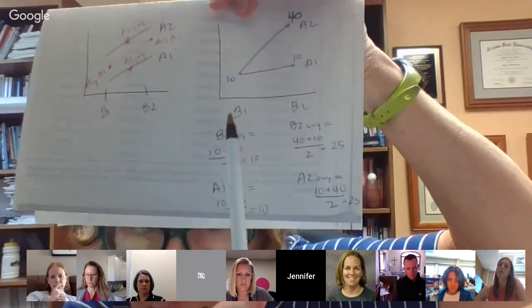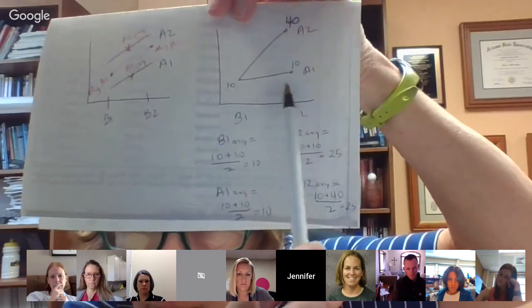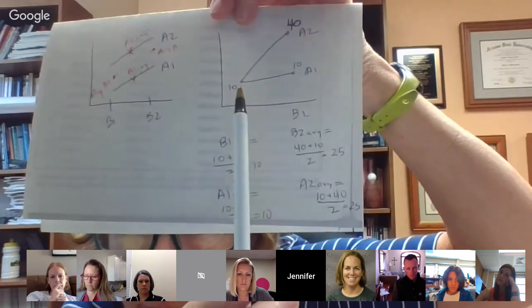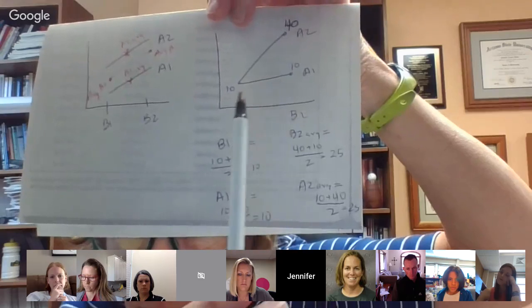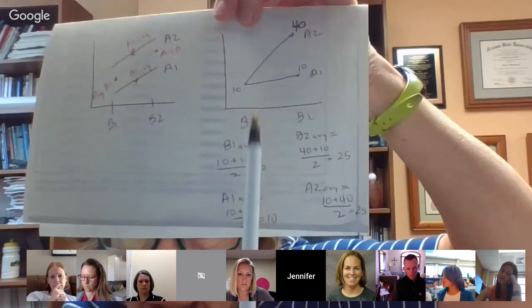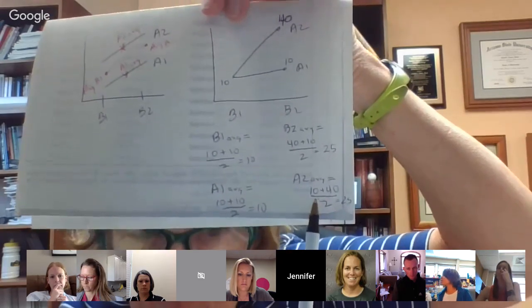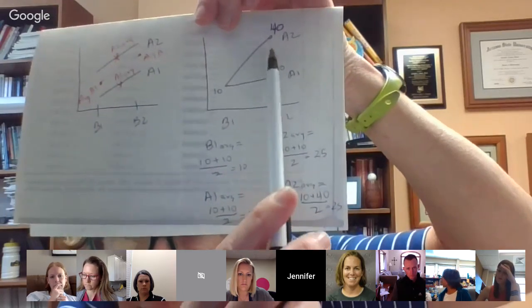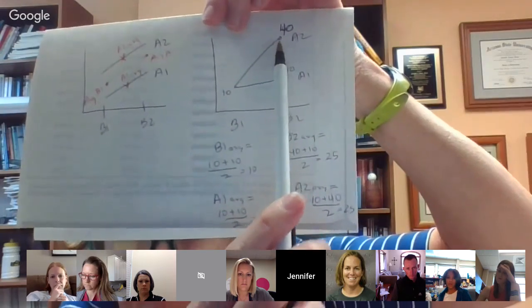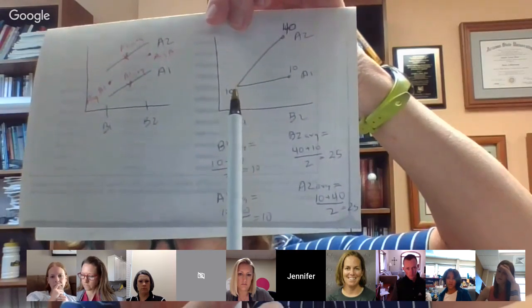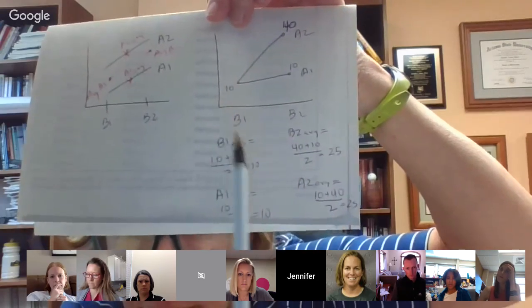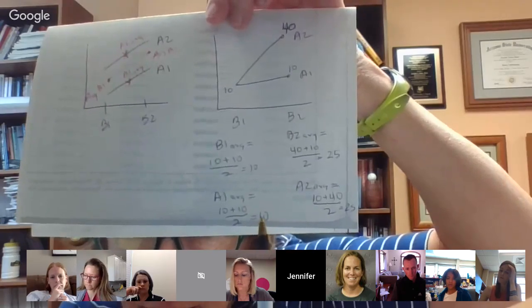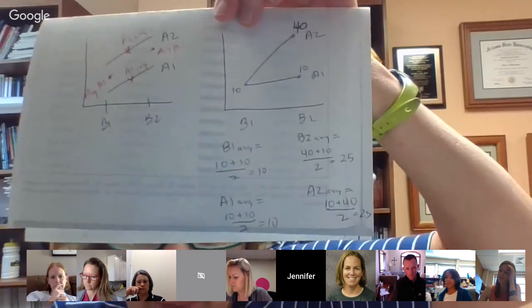I'm just taking line A1. So the A1 point at B2 is 10. The A1 point at B1 is 10. So for A1, the average is the average of 10 plus 10. That's 10. And then for A2, it's the same thing. The A2 point at B2 is 40. The A2 point at B1 is 10. So I'm going to get the average of these two, and that gives me 25. So there's probably a main effect for A. And then because the lines aren't parallel, there's probably an interaction.